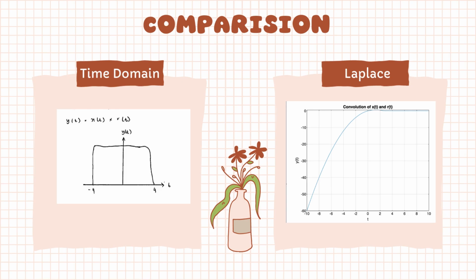Theoretically, it is exact if the transform and inverse transform are computed accurately. Okay, the reasons for differences are numerical errors, signal truncation, and the last one is discretization.